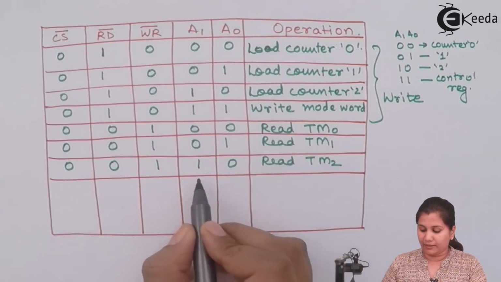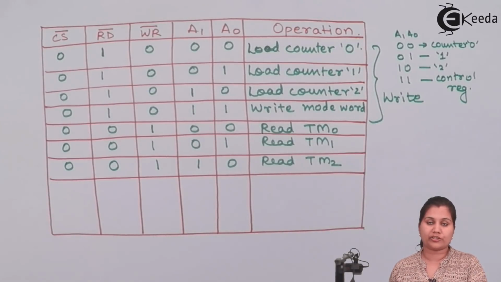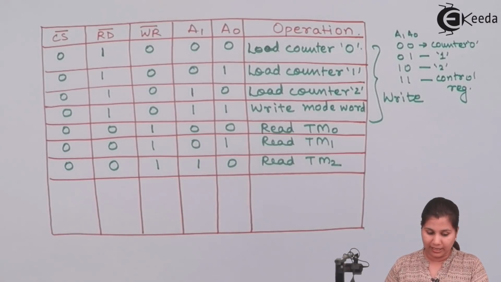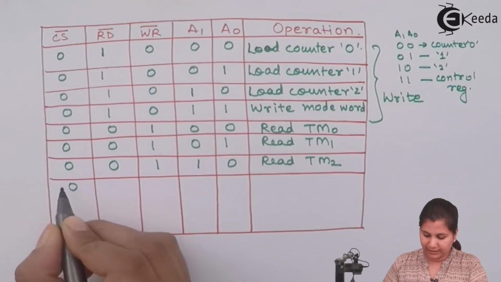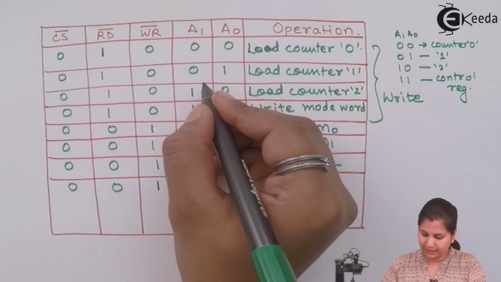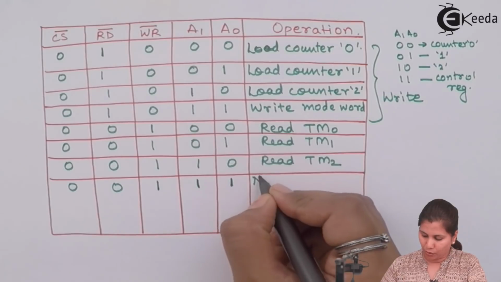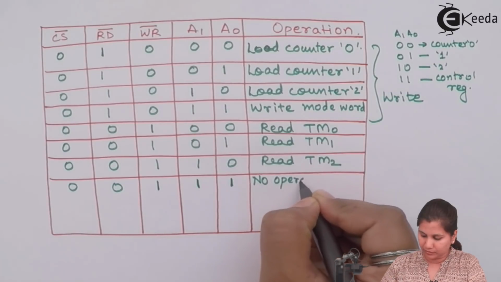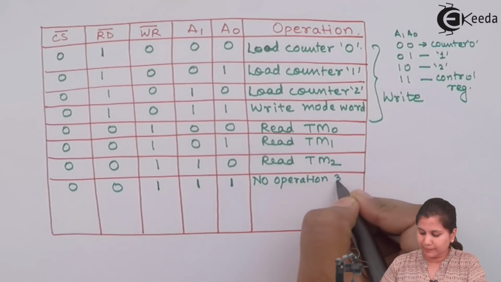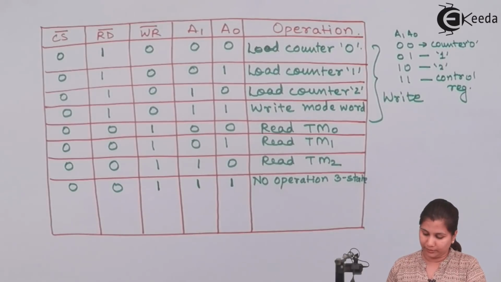Now if it is 1 1, then the control register will not be read, because no read operation is associated with the control register. So 1 1 will have no function, no operation will be there. Then if the value of CS is 0, read signal is 1, write is 1, and then it is 1 1, we can say that no operation is performed, and the data bus buffer will be in the high impedance state.